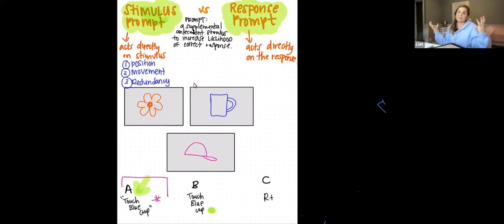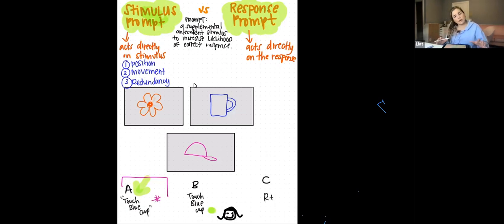These are the 3 types of stimulus prompts we have, and these are all different things we could do to the stimulus that we want them to respond to. So let's say we have a positional stimulus prompt. Let's say I have pretty Hannah sitting over here. These cards are in front of her. Positionally, I want her to touch the pink hat.